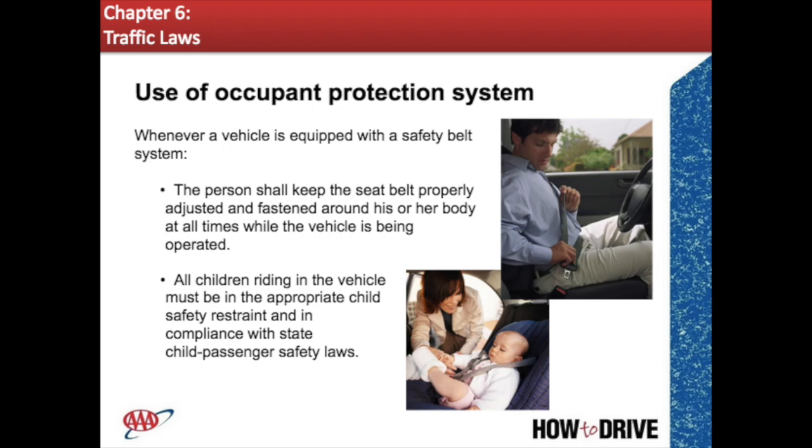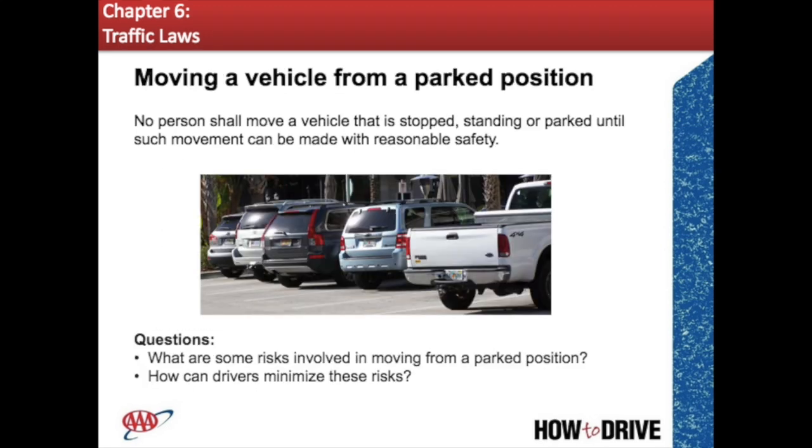But we also have the use of the occupant protection system. Whenever a vehicle is equipped with the safety belt system, the person occupying the seating position shall keep the seatbelt properly adjusted and fastened around his or her body at all times while the vehicle is being operated. All children riding in the vehicle must be in the appropriate child safety restraint and in compliance with state child passenger safety laws.